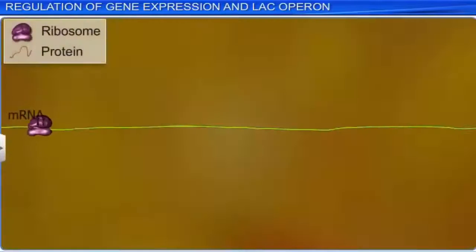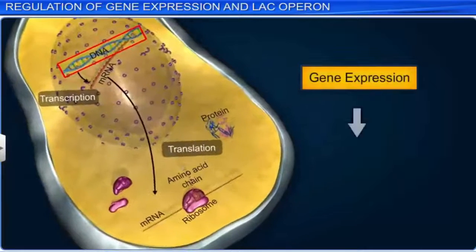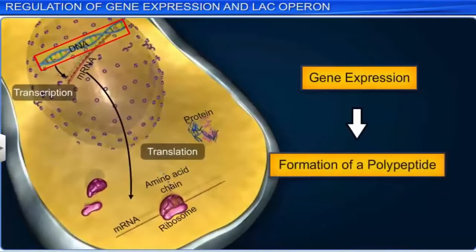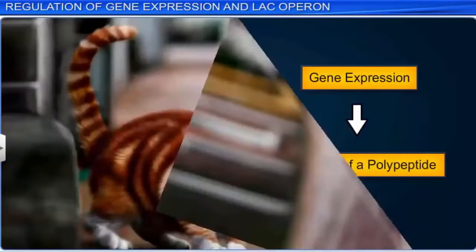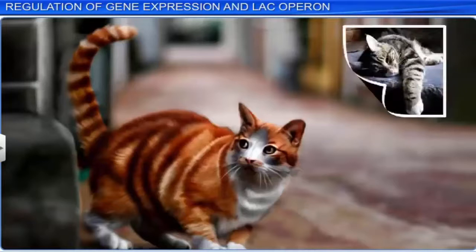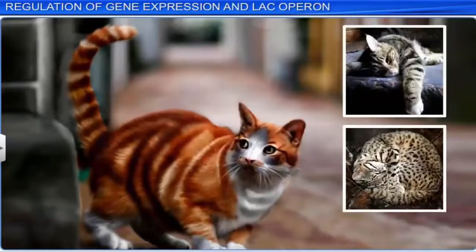Regulation of gene expression refers to controlling the timing of appearance and amount of protein that is synthesized. Gene expression results in the formation of a polypeptide, which is why it can be regulated at several levels. For instance, the different colored patches on a calico cat are due to different levels of expression of pigmentation genes in various parts of the skin.